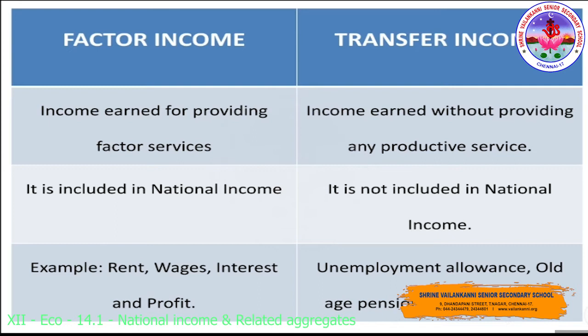Factor income is earned for providing factor services. Transfer income is earned without providing any productive services. Factor income is included in national income. Transfer income is not included in national income. Examples of factor income: rent, wages, interest and profit. Examples of transfer income: unemployment allowances, old age pension, scholarships, etc. So there is a difference between factor income and transfer income.